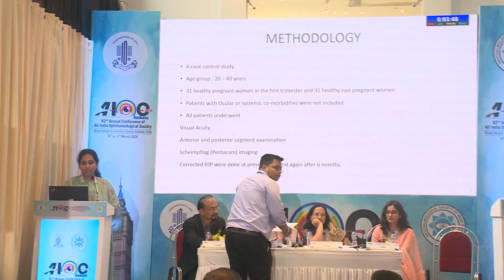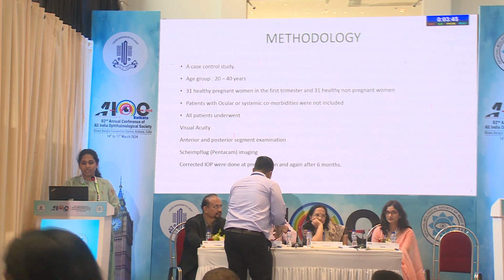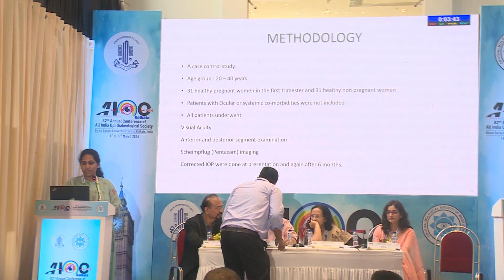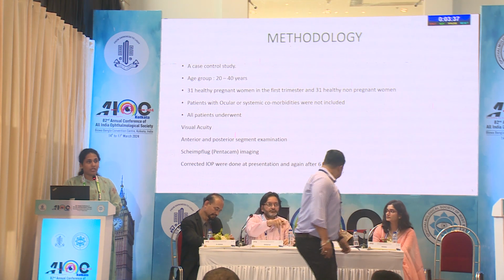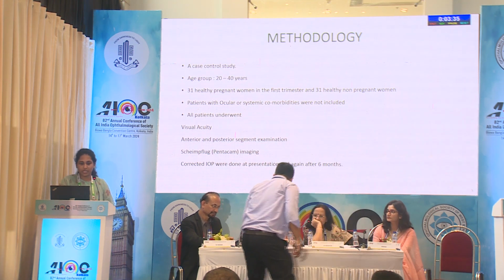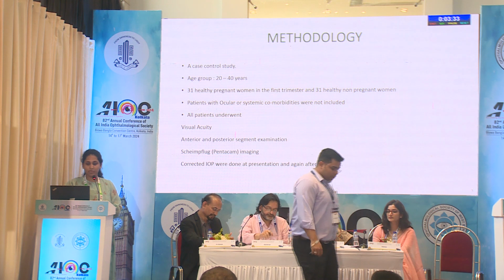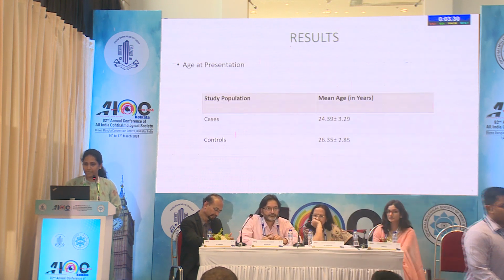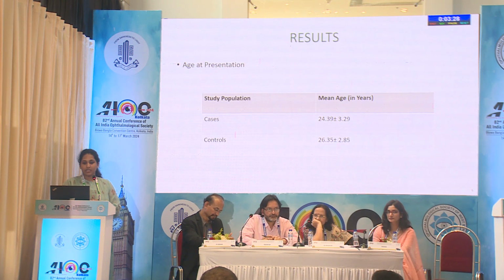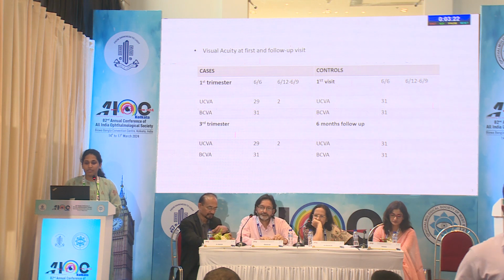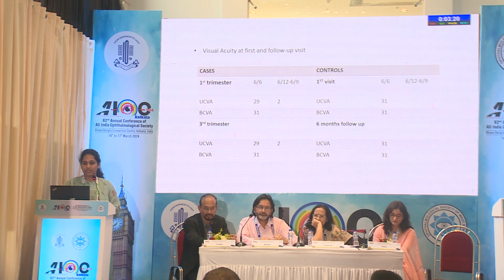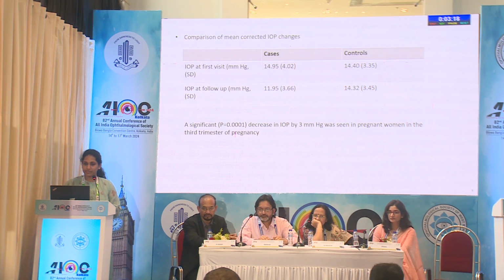So this is a prospective case control study with 31 healthy pregnant women as cases and 31 healthy non-pregnant women as controls within the age group 20 to 40 years. All the patients have undergone routine ophthalmological examination, including the Scheimpflug imaging. So the results are the mean age of cases is 24 years and the mean age of controls is 26 years, and the best corrected visual acuity of cases and controls is 6/6.